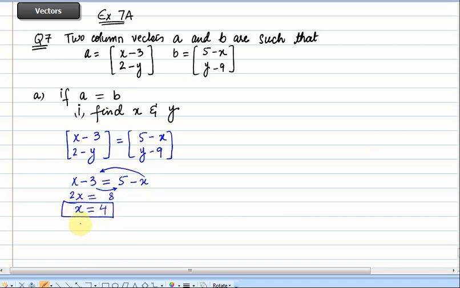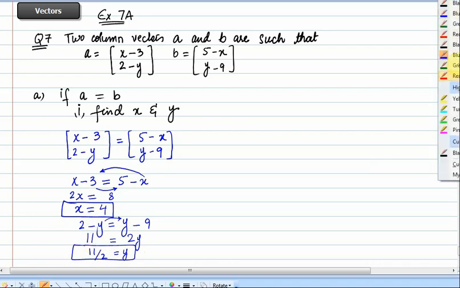For the next row, 2 minus y is equal to y minus 9. When you shift negative y to the right side, it will be positive y. So y plus y is 2y, and 2 plus 9 is 11. So y is equal to 11 divided by 2, or you can write 5.5. These are the values of x and y.